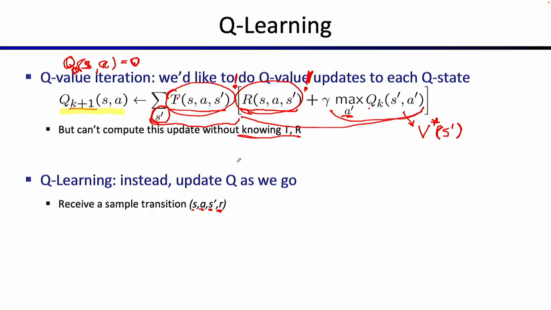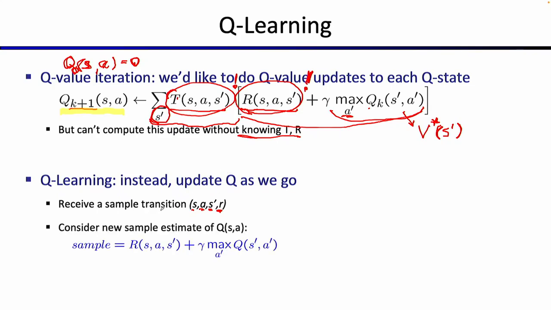This is just one piece of information that we've received. How do we incorporate that into our learning? Instead of considering all possible successors like we could in this function, we instead evaluate this long-term value for just one particular successor S prime, which is the S prime that we actually received.